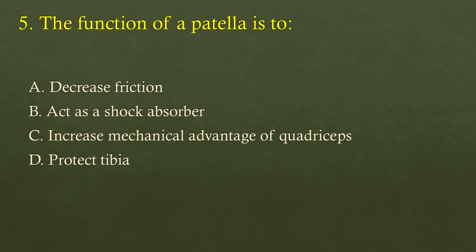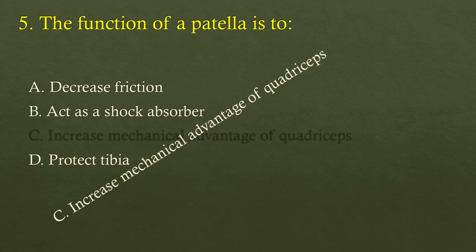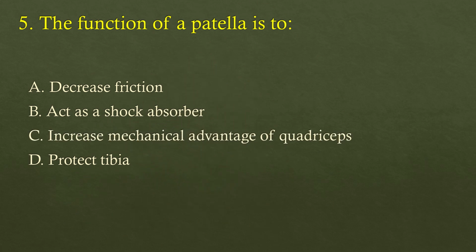Mediolateral. Number 5. The function of a patella is to A. Decrease the friction, B. Act as a shock absorber, C. Increase mechanical advantage of quadriceps, D. Protract tibia. So the answer is C. Increase the mechanical advantage of quadriceps.